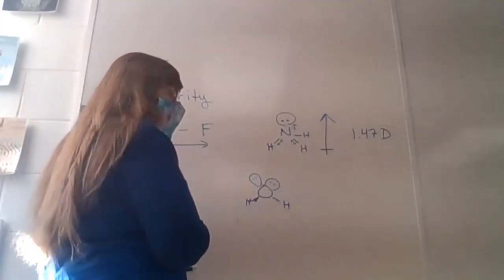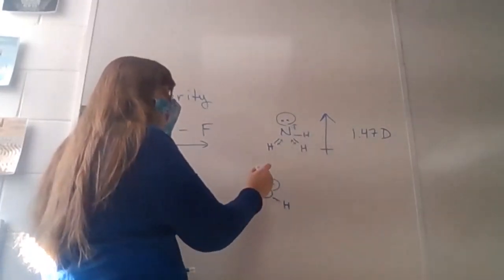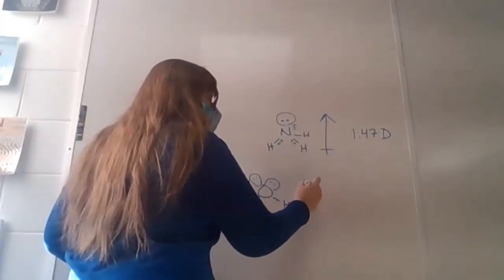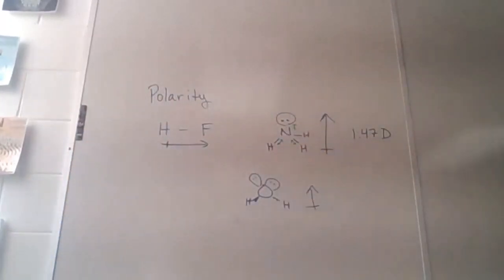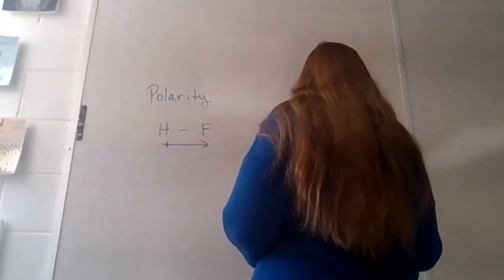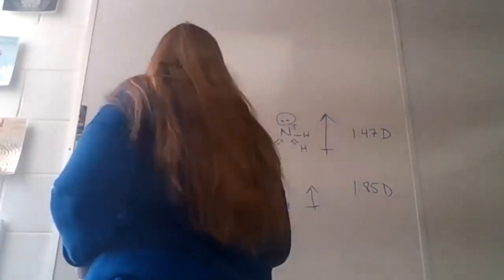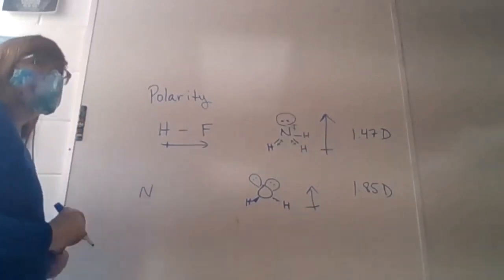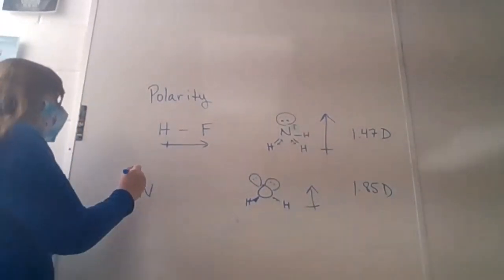Where the oxygen is more electronegative than the hydrogen, but the lone pairs are pulling in that same direction. This one is 1.85 debye. The question is, what happens when I reverse the polarity of the bond?